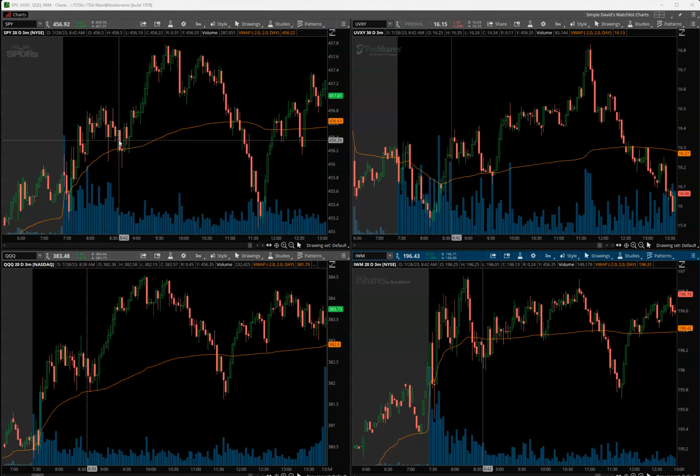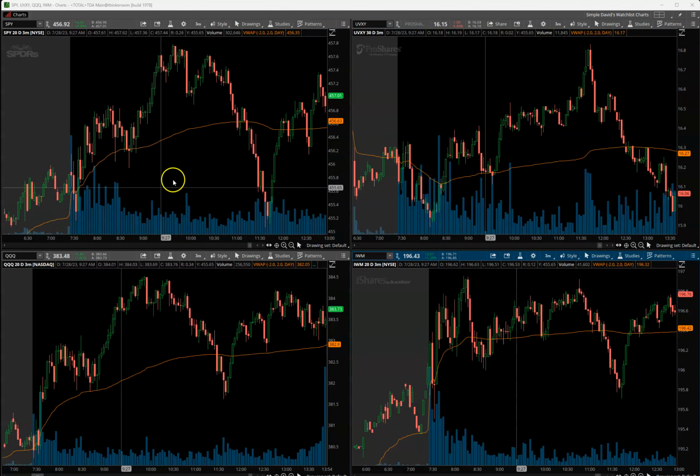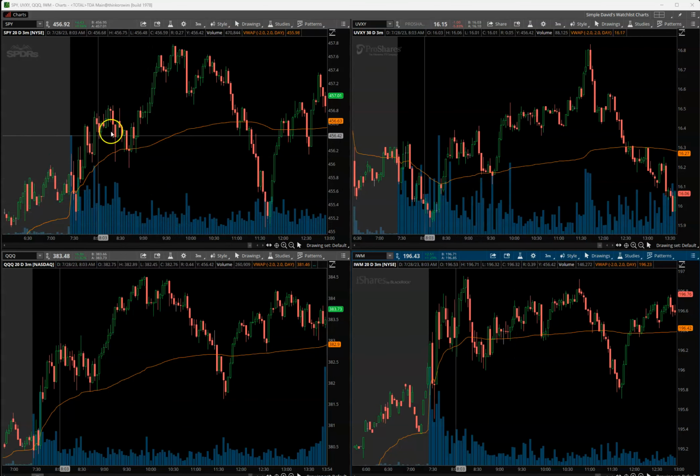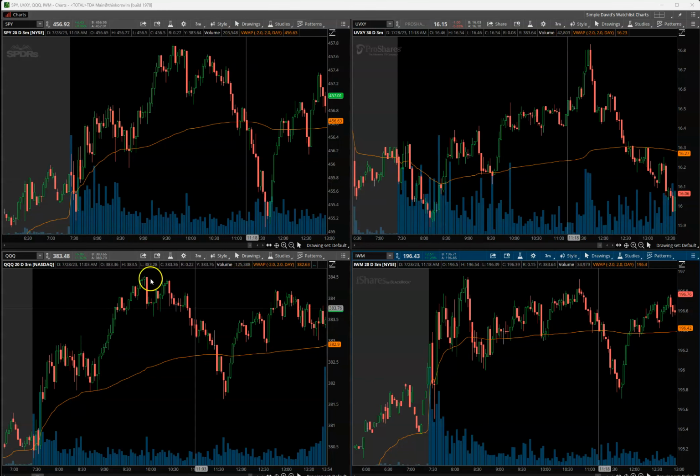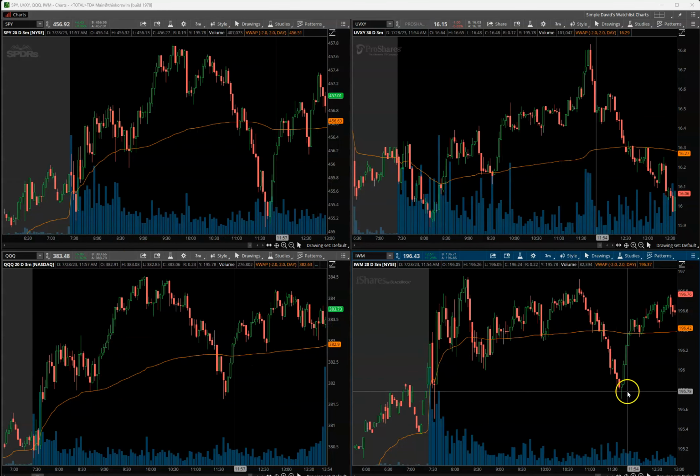And I'm going to show you a trade here that I entered based on something that I saw on these 4 charts. And the whole goal here is to compare and see what each chart is doing in relation to the other ones.